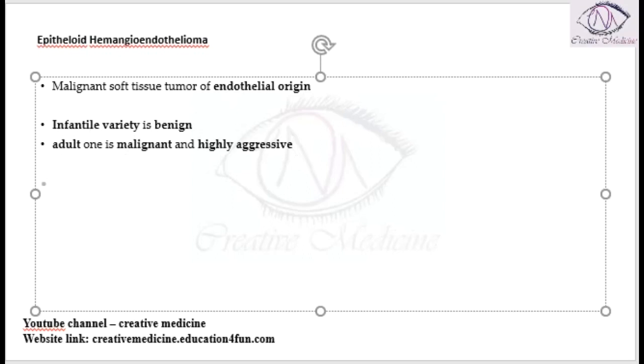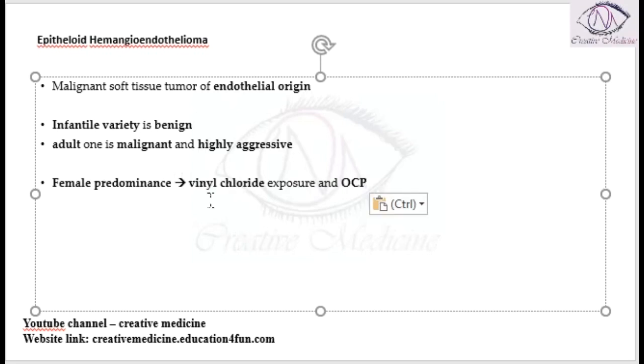Female preponderance is seen in the patients with epithelioid hemangioendothelioma, that is, females are more commonly affected than males, mainly because it is related to exposure to vinyl chloride and oral contraceptive pills. In approximately half of the cases, cutaneous hemangioma is also present.